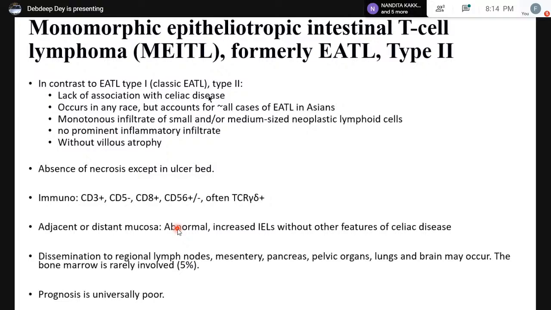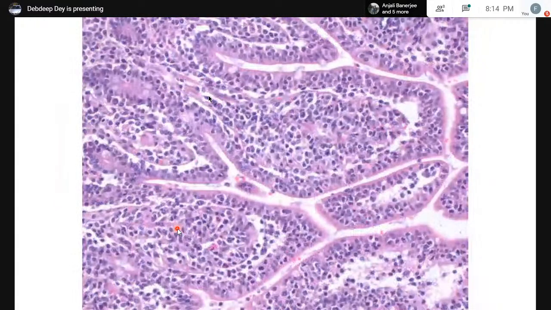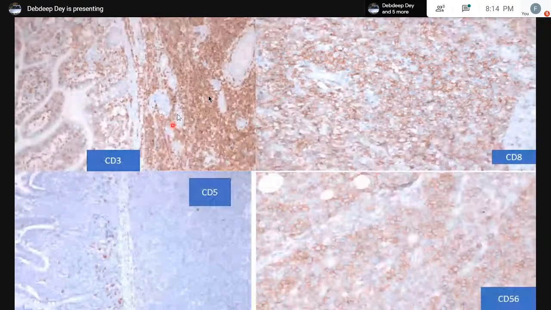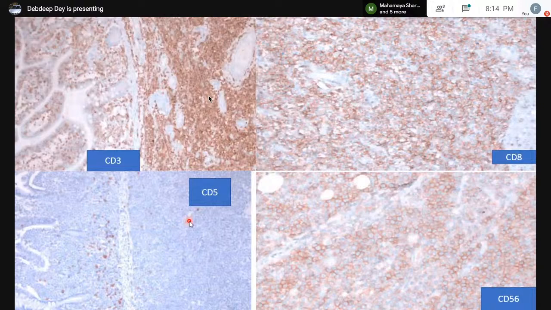So this is again an example of this small intestine ulcerated lesion with a diffuse transmural infiltrate of monotonous looking small lymphocytes. More of that. Occasional eosinophils are there, and it is positive for CD3, CD8, CD56, negative for CD5.